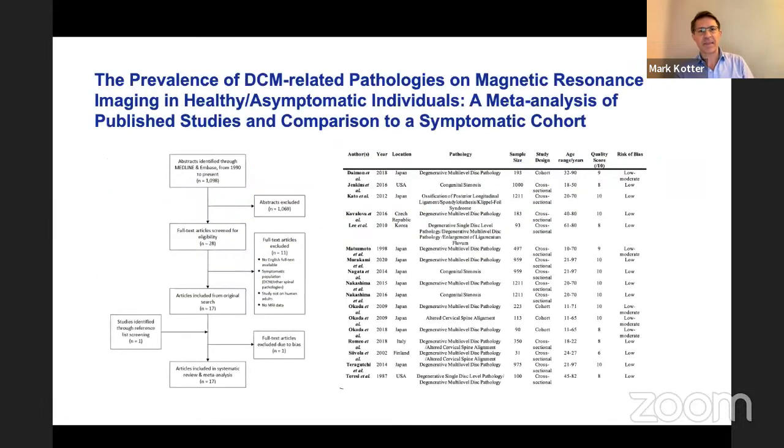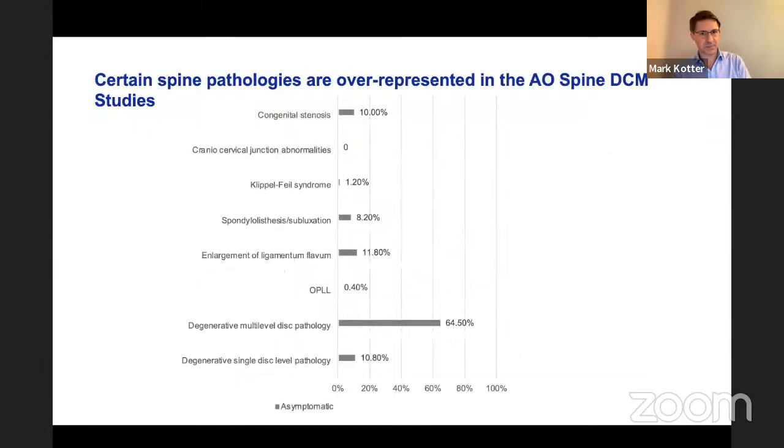One question you could ask is whether there's any particular pathology in the spine that is more likely to cause DCM. And what we did here was we looked again at cohort studies, did a systematic review of those, of individuals that were healthy, and compared the pathologies with the pathologies that are found in symptomatic groups. So here in gray, you can see the various different spinal pathologies that we found. Includes congenital stenosis, Klippel-Feil syndrome, multi-level disc pathologies, single disc pathology, etc.